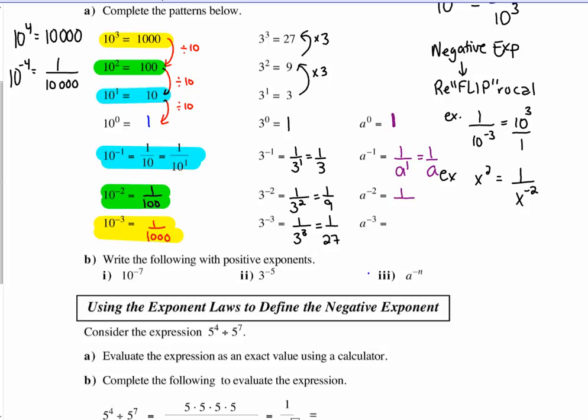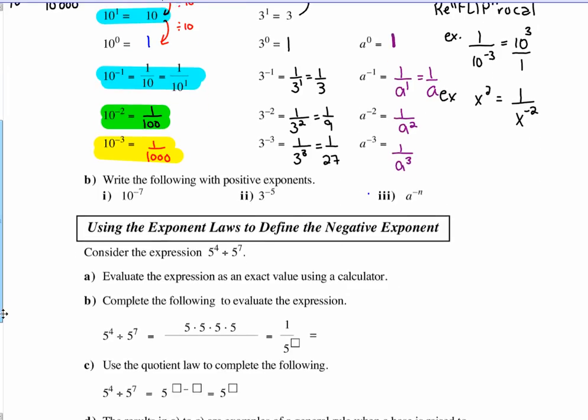So to move this, how do I make that negative exponent positive? Move it to the denominator. 1 over a squared. And a to the power of negative 3 is the same thing as 1 over a to the power of 3. Okay, so you're starting to understand what a negative exponent does, because that's what you need to walk out of here with the knowledge of.